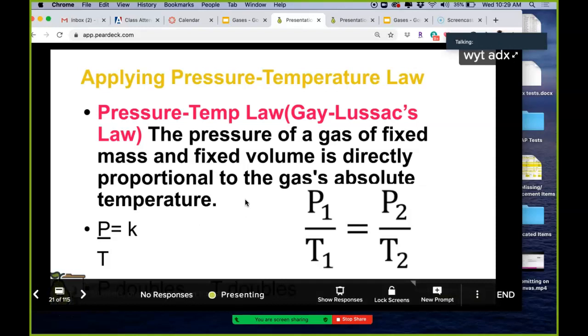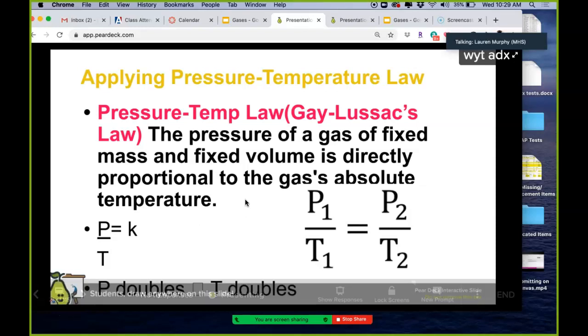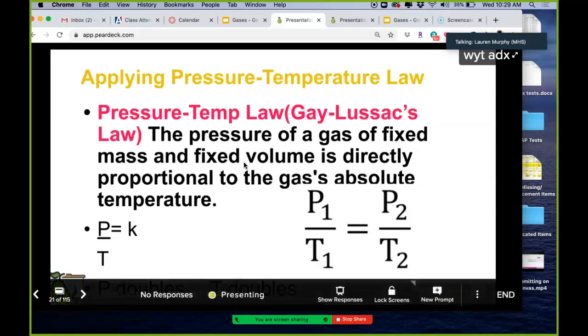Okay, and the last one is Gay-Lussac's law, and his concept is very similar to Charles' law. They kind of go hand in hand, that pressure and temperature are directly proportional, which is, if you heat up gases, they move faster. If they move faster, they hit the walls of the container more often, therefore exerting more pressure. If you cool down gases, they move slower. If they move slower, they don't run into the walls as often, therefore exerting less pressure. So it's a direct relationship.